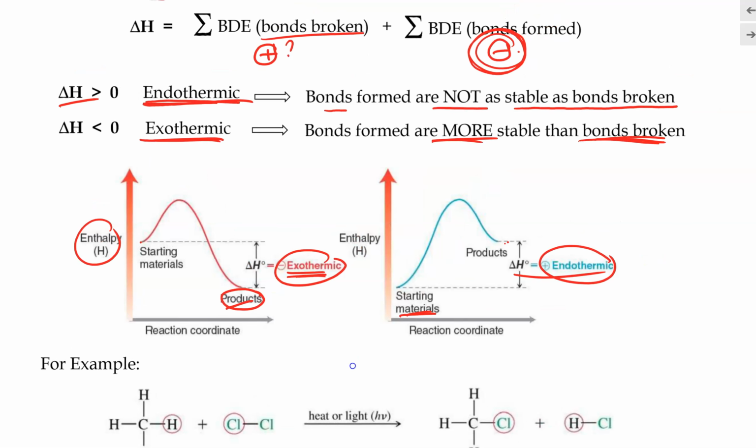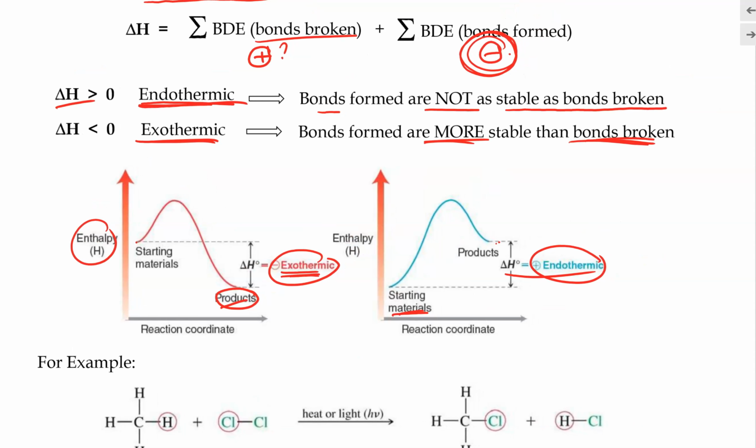So again, after we have computed the delta H of the reaction, it will tell us whether the reaction is endothermic or exothermic. An endothermic reaction is a reaction that requires heat in order to keep it running. And so now we know that if we want to make these products, we have to keep on adding heat energy.